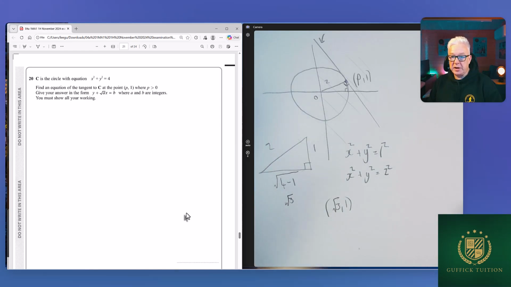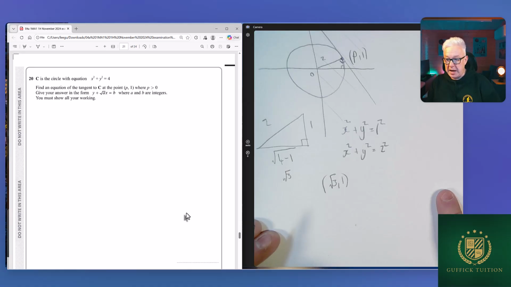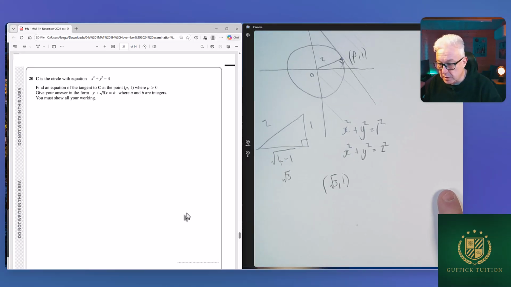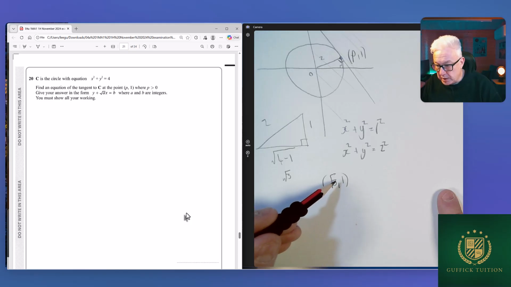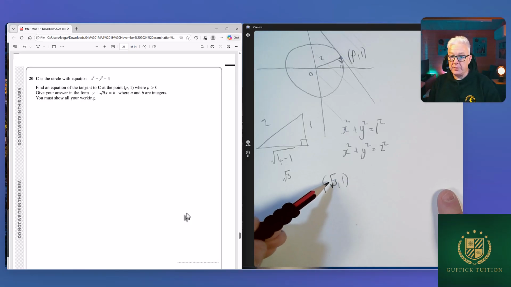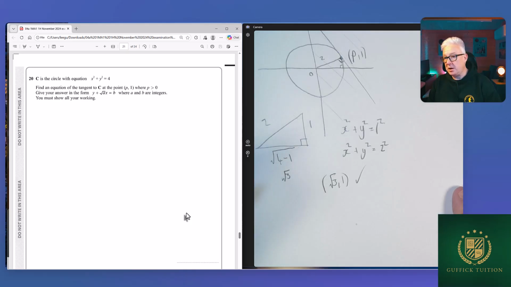Now, in order to find the equation of a line, you need two things. You need a gradient and you need a point. Now, we've got a point on the line here. The point on the line is root 3, 1. So great, we've got a point. We now need a gradient.